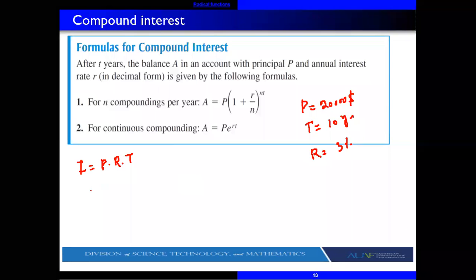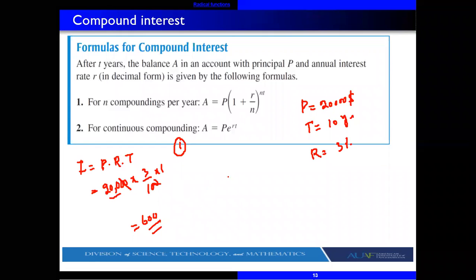So what is the interest for 10 years? Let's suppose, okay, I want to divide it by one year. For example, first year, what is the interest? Principal is 20,000 multiply with rate 3%, 3 divided by 100, multiply with 1 year, first year. So if you cancel 20 with 20, 200 multiply with 3 equal to 600. So the first year he will charge 600.